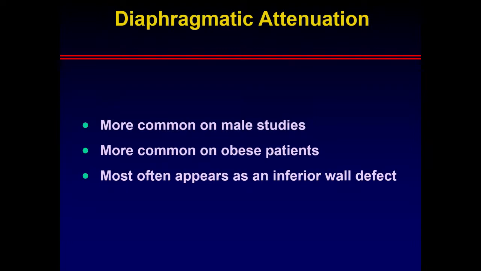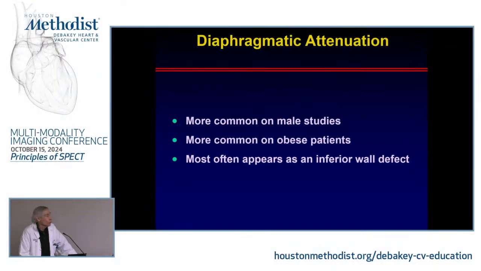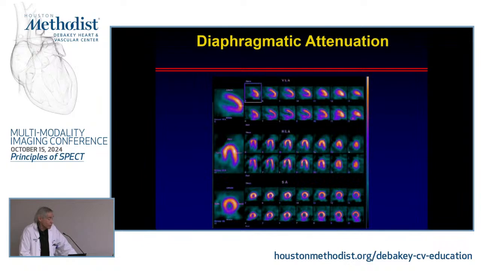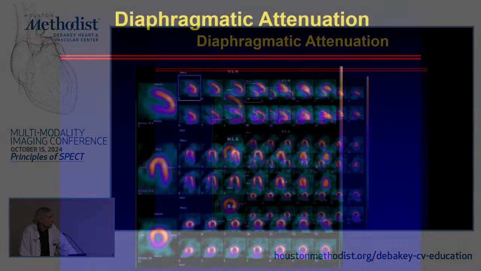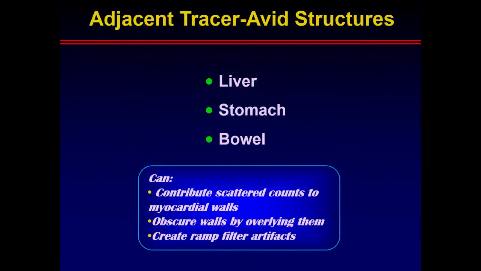Diaphragmatic attenuation is another culprit that's seen in almost every single SPECT image you look at to a certain degree. Again, this is something that can be avoided by doing either prone imaging or CT correction. This is just an example, you can see how the inferior and posterior walls are markedly reduced in count density because of diaphragmatic attenuation.